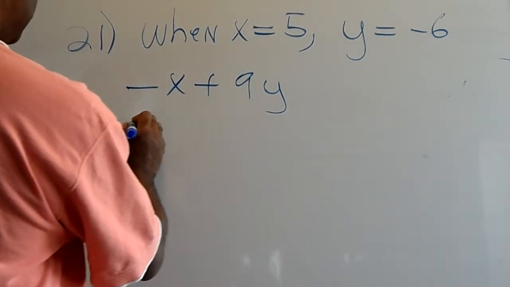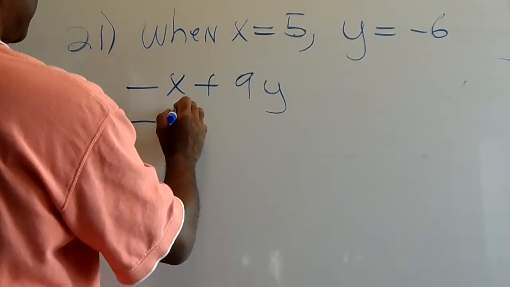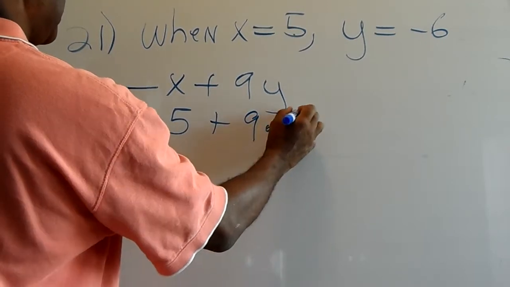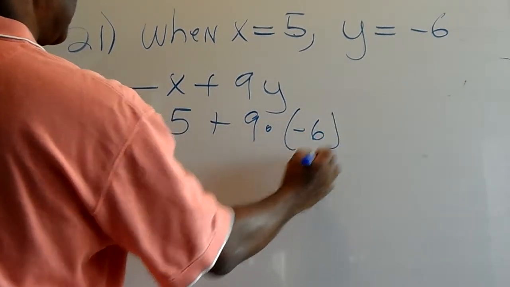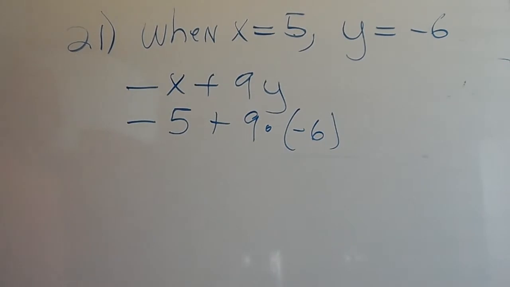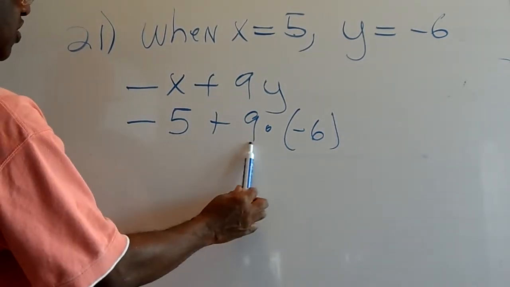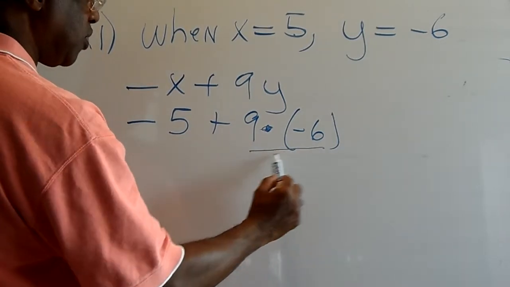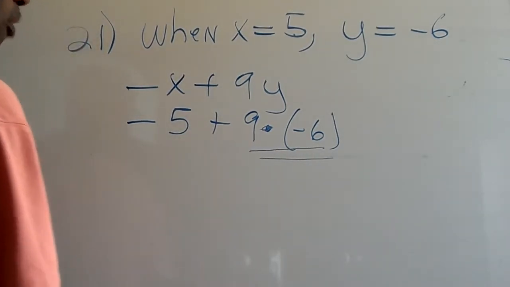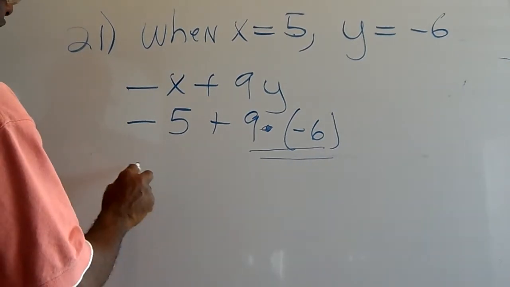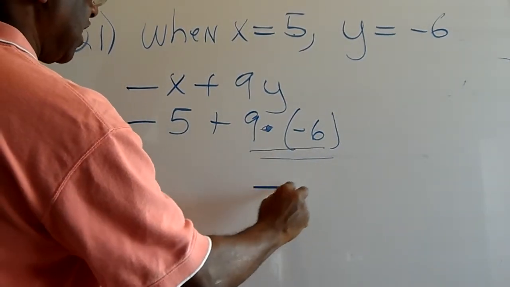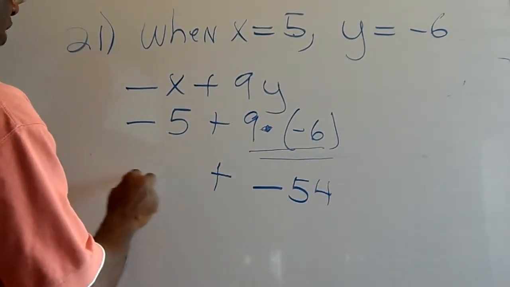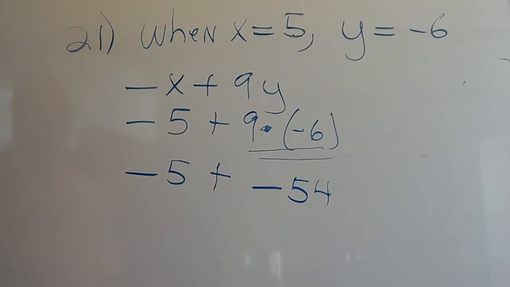So let's do that. This minus is already here. It says put 5 there. Plus 9 times y is negative 6. Now what do we do? Remember the order of operations. You don't do the addition left to right. Addition is the last thing you do when you have multiple operations. So we do the multiplication first. Multiplication always comes before addition and subtraction. From our signs, positive times a negative gives us a negative. Bring down the rest of the problem very carefully.